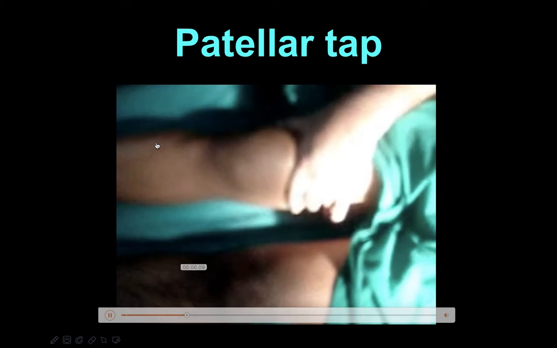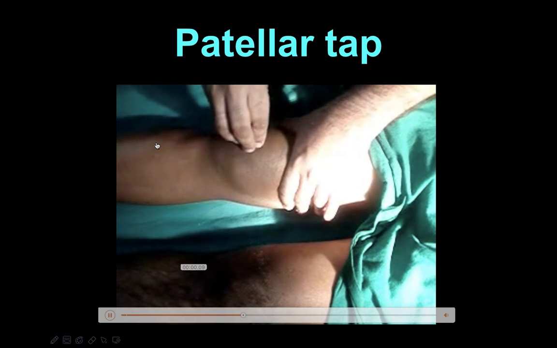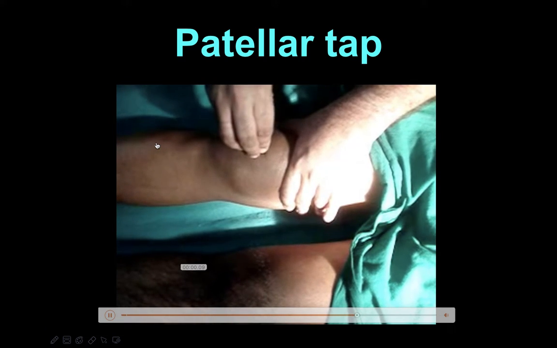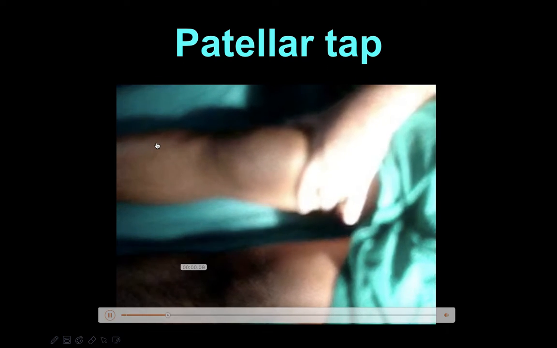Patellar tap can't detect minimal fluid collection in the knee joint. So for this test to be positive, the patient should have moderate to severe fluid collection in the knee joint.